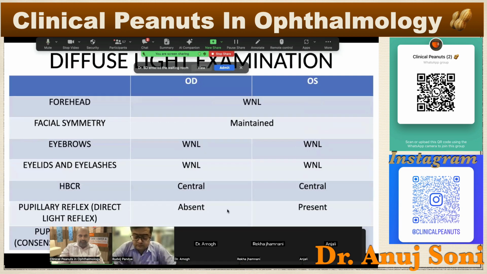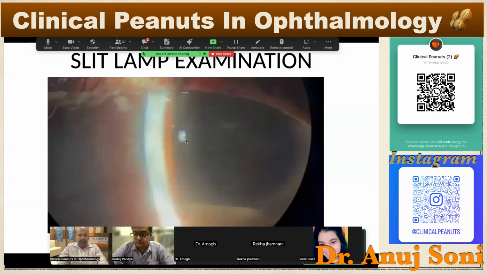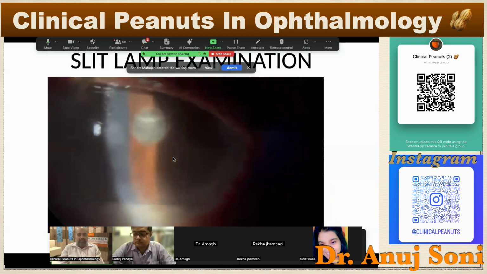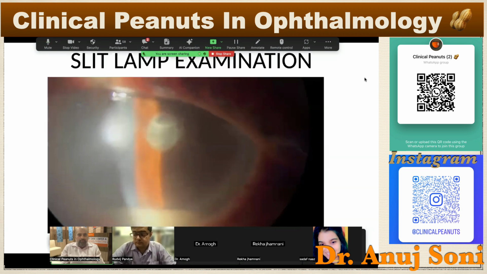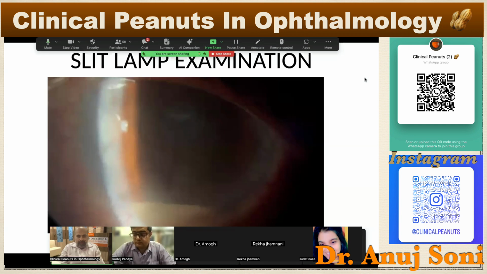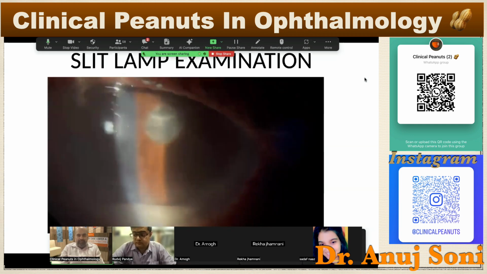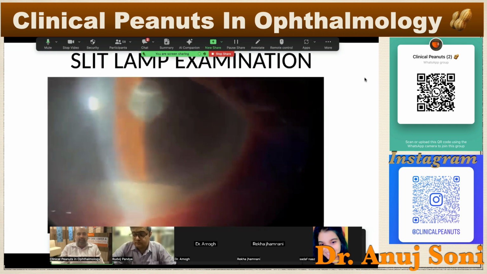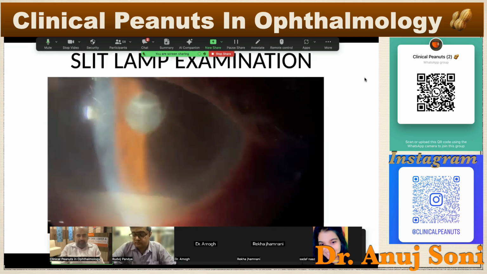When we are seeing his left eye, the eye is absolutely quiet. But when we are checking the right eye, this is the finding. We are seeing that the cornea is clear, but we can see a membrane in the pupillary area. There is a whitish reflex. There is conjunctival congestion and there is mild lid edema. And there is a hypopyon of around 1.5 millimeter, which is white in color.